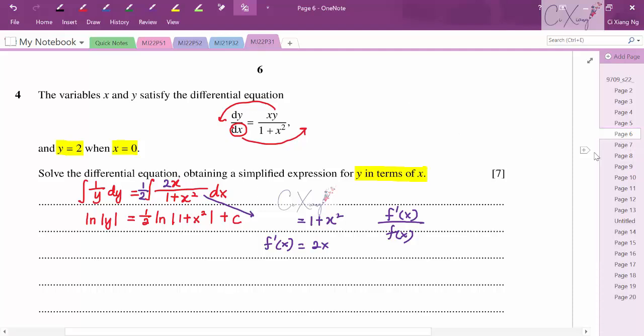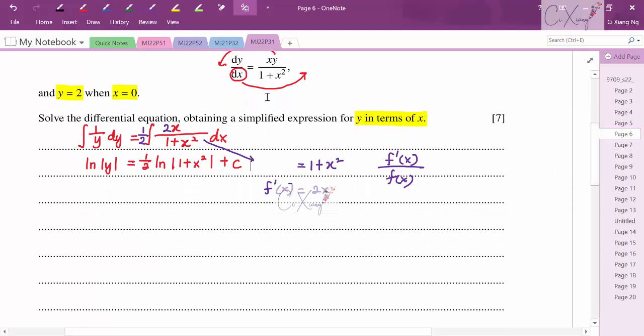So how do we find the value for c? We have to use the information given by the question. When x equals 0, y equals 2. So when x equals 0, you have to substitute 0 into the equation that you got, and also y equals 2. And what do we have here? So ln y becomes ln 2 equals half ln 1 plus c. The ln 1 here is 0, therefore you can see that c equals ln 2.